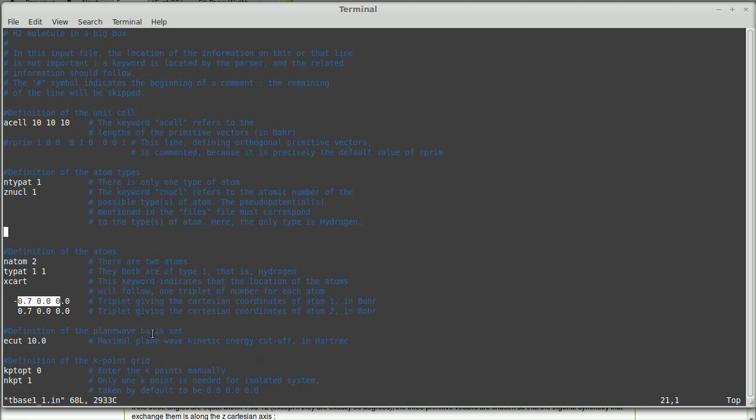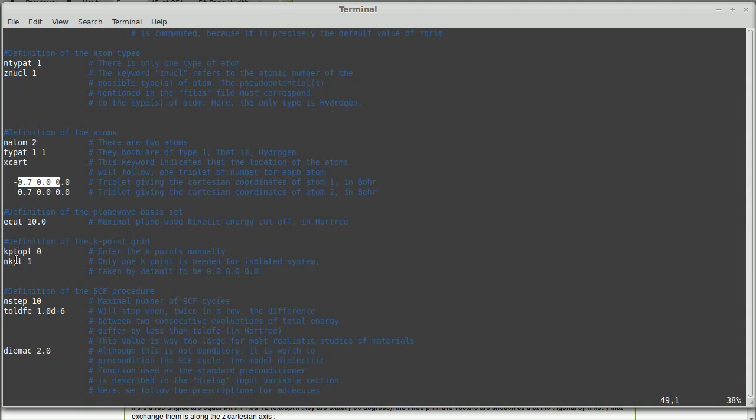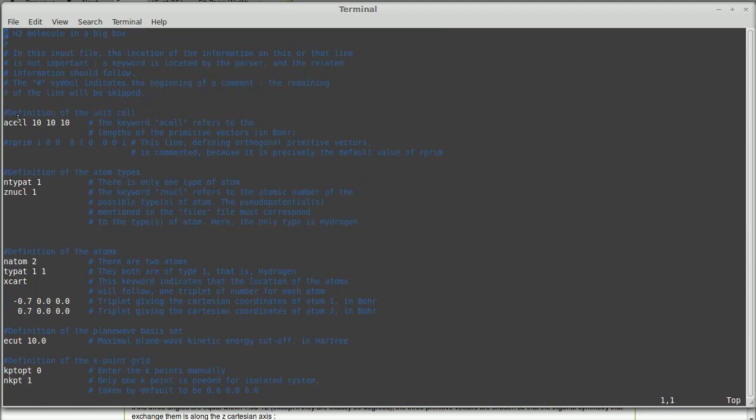We have then the cutoff energy variables, and I will come back a bit to explain what these variables really are. Then the number of k points used to sample. We only have 1 k point because this is an isolated system, so you can see that we have taken quite a large box. So the distance between the two atoms is only 1.4 bohr, but the size of the primitive cell is 10 bohr, so it's really quite large.